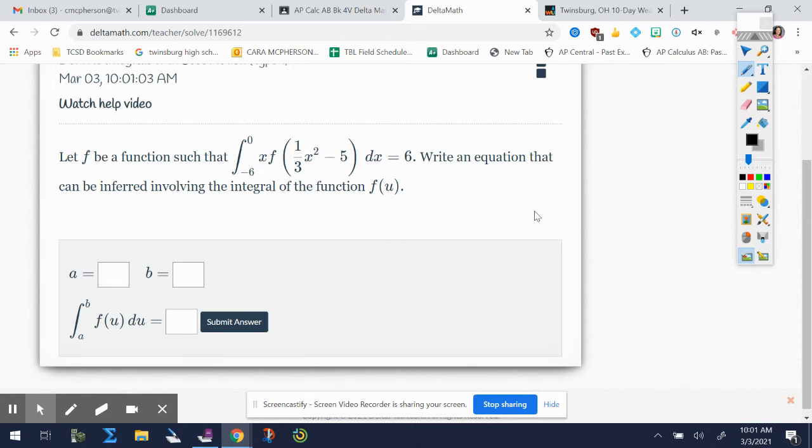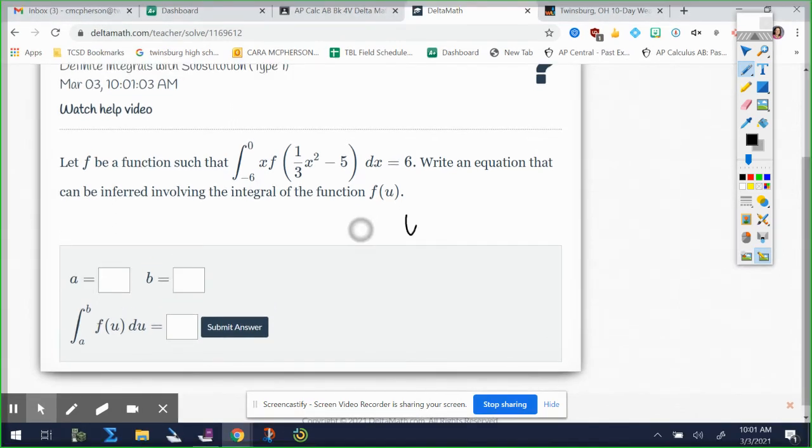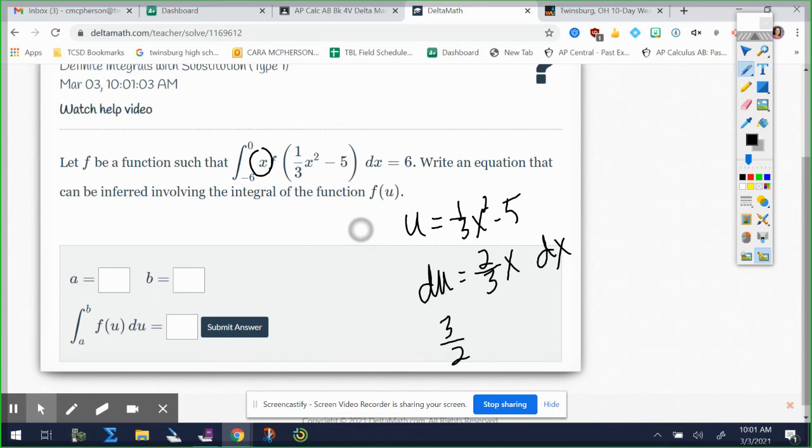So same idea here. My u is what is in parentheses. It's that inner function of f. So u is 1/3 x squared minus 5. The derivative is power out front, power is 1 less, 2/3 x. We have the x piece. We don't want the 2/3, so we're going to multiply both sides by the reciprocal. That's going to be your adjustment.